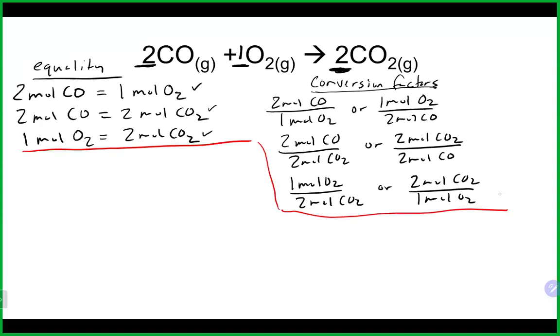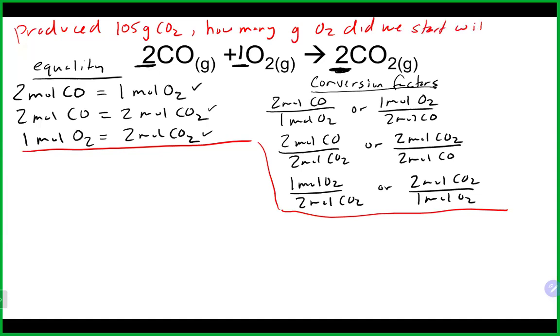So let's just say, for example, that we produced, in this case, why not, 105 grams of CO2. And we wanted to know how many grams of O2 did we start with? Okay, so we're going to go through the 4 steps that we just talked about.